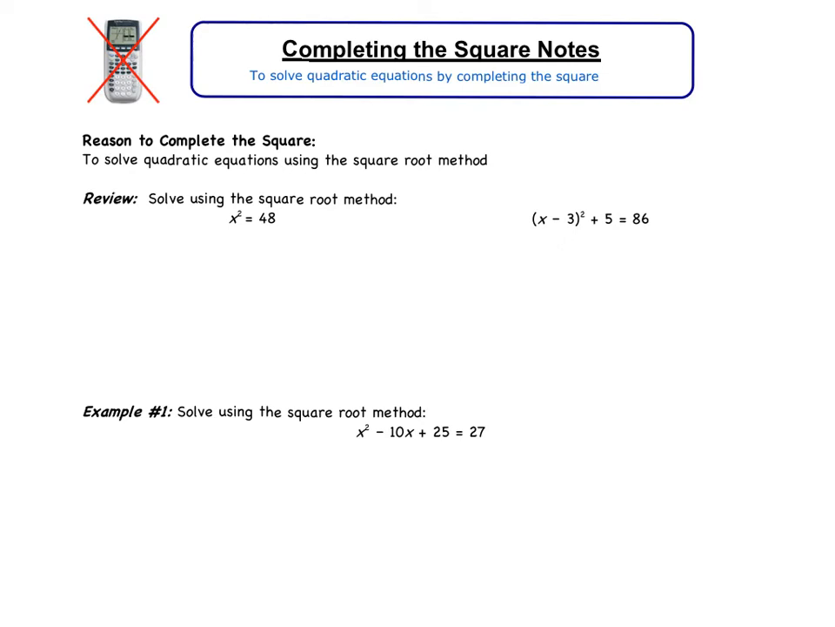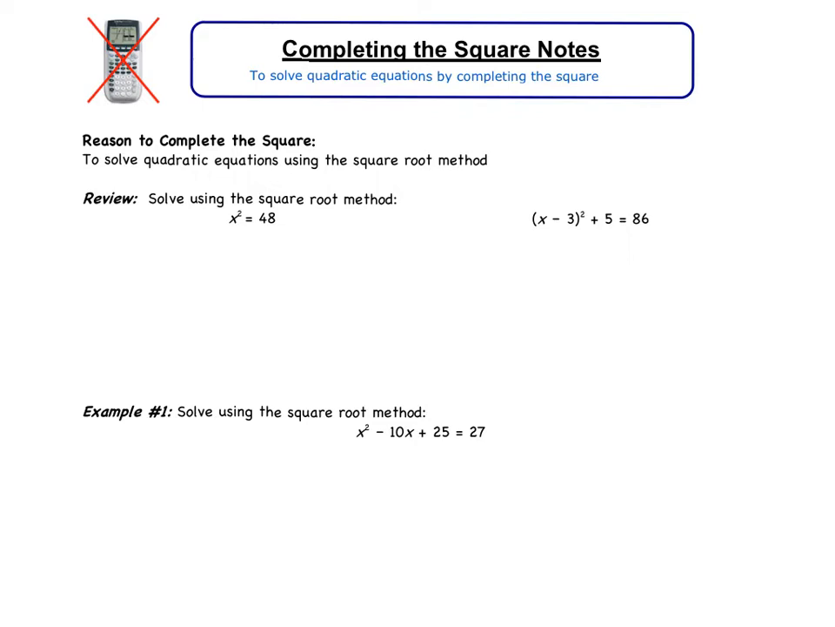Welcome to the next video of Chapter 5. So far, we've looked at solving quadratic equations. We've solved by factoring, and we've solved by the square root method. The square root method is pretty convenient, but it only works when the quadratic equation is in a certain form. So what we're going to do today is learn a process called completing the square.